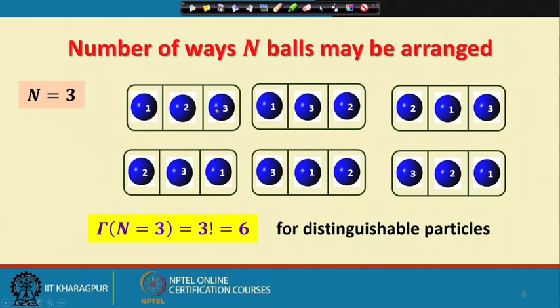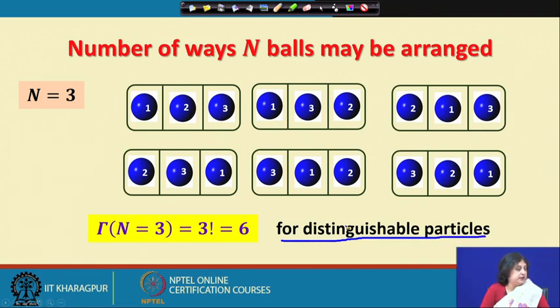You can play around and find out the number of ways in which you can arrange these balls which are labeled as 1, 2, 3. Obviously, there are 6 possible ways, and therefore, if you look at this kind of picture, you will say that if I have 3 such distinguishable particles, then the total number of ways in which these 3 particles can be arranged is 3 factorial, which is the number 6. And these are the 6 possible arrangements that I have shown to you.